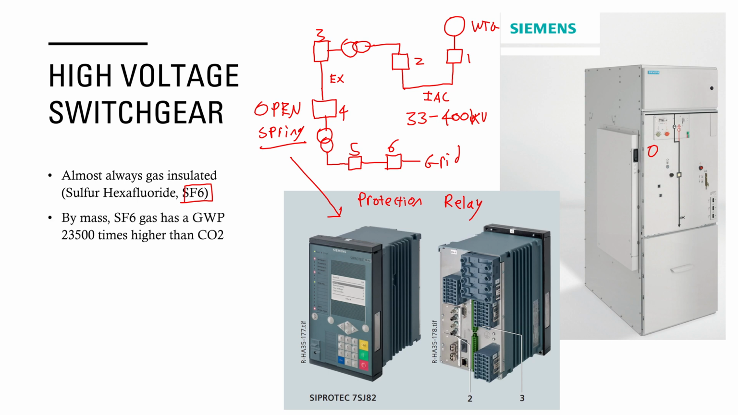Therefore, we use gas insulated switchgear, and the gas is sulfur hexafluoride, which is commonly known as SF6. Now, the bad thing about SF6 is that it's got a global warming potential which is 23,500 times higher than carbon dioxide, and it lives in the air for about 3,500 years.